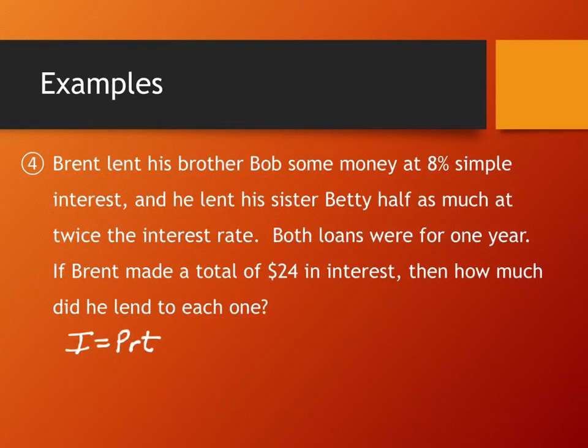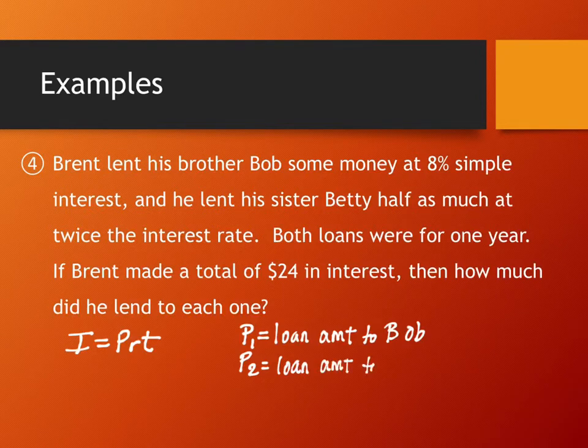What we don't know in this case is the P. So we'll call it, in fact, since they're both letters of B, P1 the loan amount, and we'll just go in order. Bob was first, right? Loan amount to Bob. And then we'll call P2 the loan amount to Betty.